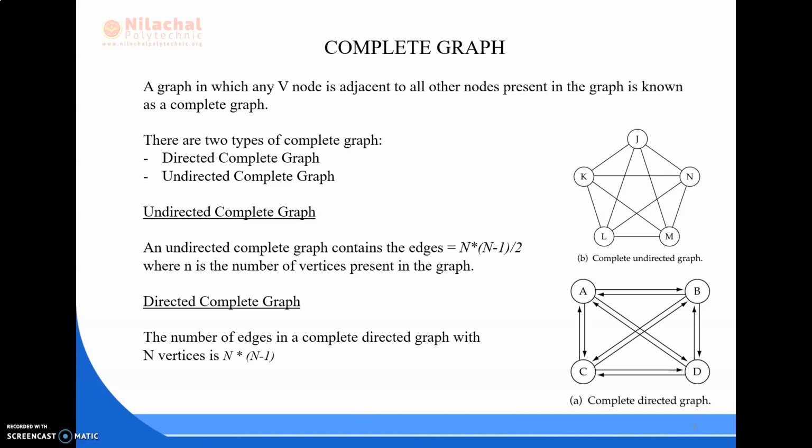The directed complete graph is a graph in which the number of edges in a complete graph with n vertices is n(n-1). Here we can see the diagram of a complete undirected graph and the diagram of a complete directed graph. Here the edges are directed, whereas here the edges are not directed.